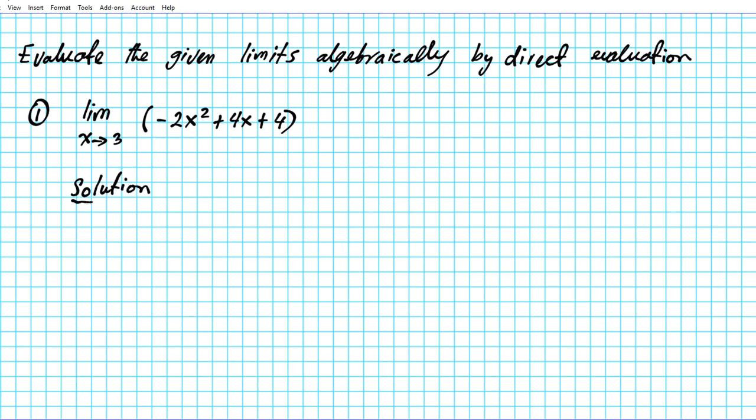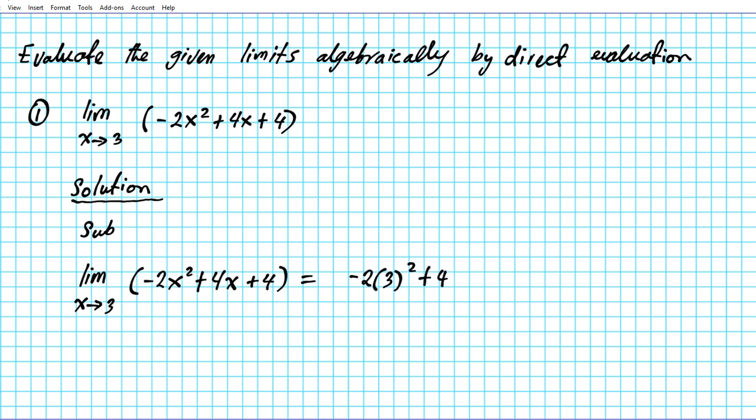Okay, alright, let's go ahead and do this using algebraic evaluation. So if you think about the procedure we talked about, we're just going to substitute using Sally. So what does that look like? We have limit as x approaches 3 of negative 2x squared plus 4x plus 4. What the S in Sally means, the substitute, basically means that the value that x is approaching, just simply substitute it for the x's in the function. Okay, so we carry out the substitution. We have negative 2 times 3 squared plus 4 times 3 plus 4.